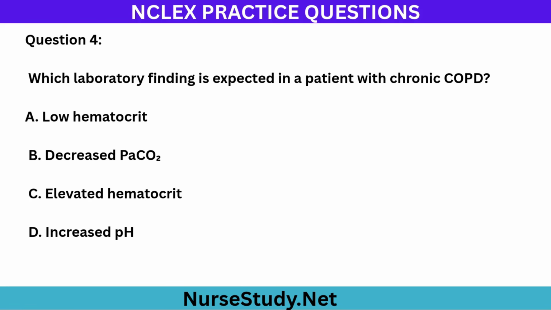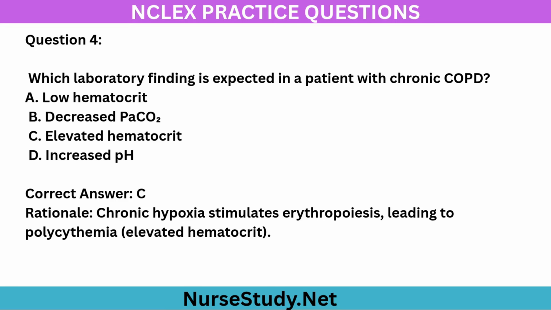Question 4. Which laboratory finding is expected in a patient with chronic COPD? A. Low hematocrit. B. Decreased PaCO2. C. Elevated hematocrit. D. Increased pH. Correct answer: C. Rationale: chronic hypoxia stimulates erythropoiesis, leading to polycythemia, elevated hematocrit.